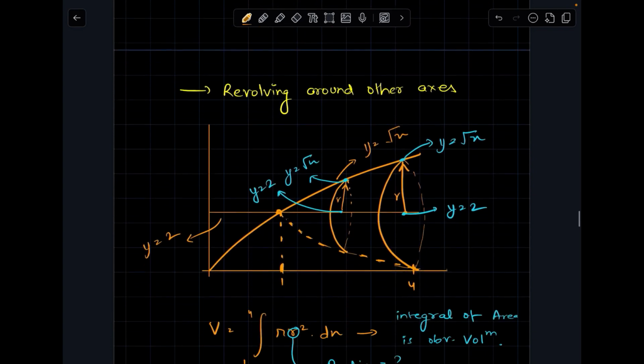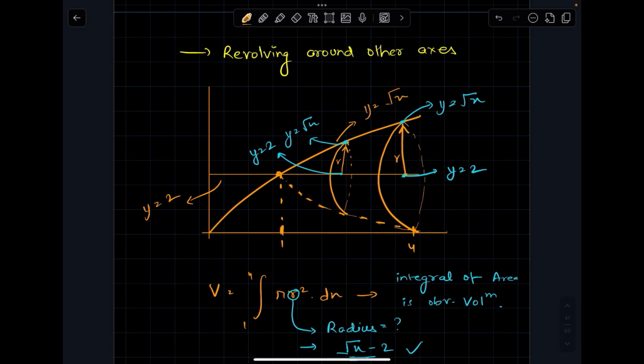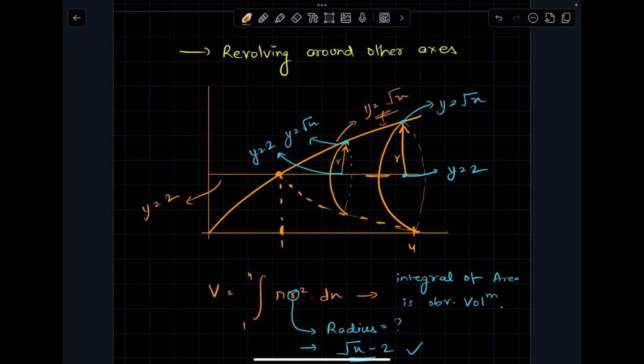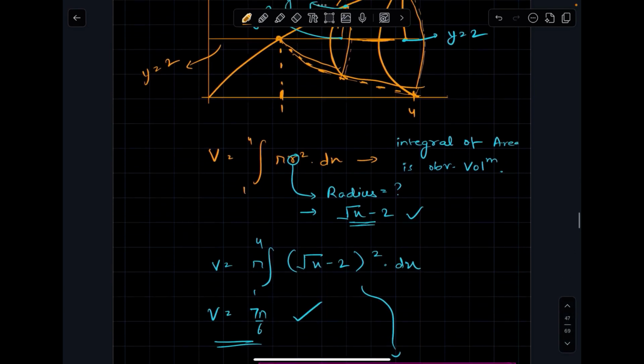So now let's talk about revolving around other axes. I've got an equation y is equal to root x here and a line y is equal to 2, and we are going to be revolving y is equal to root x around y is equal to 2 to form a cone, and we're going to be calculating the volume of this cone. So here is the graph, right? Here's the equation y is equal to root x. Here is the line y is equal to 2, and this will form a cone-like figure. And this is the disk whose radius we'll calculate.